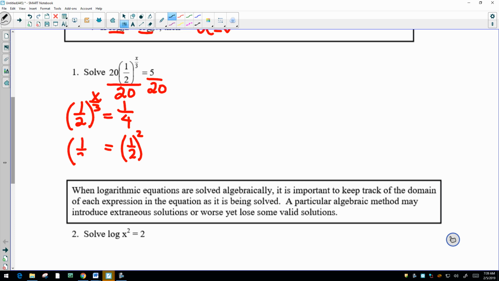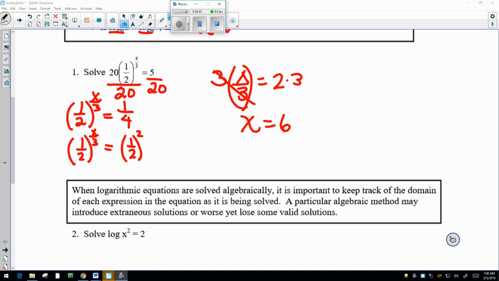Over here, I don't have to do anything. That is in that 1/2 style. So I already see that my bases are equal. Since my bases are equal, now I can set my exponents equal. And in order to solve here, if I multiply each side by 3, that's going to leave me with x equaling 6. So that's that concept of trying to get your bases to be equal.